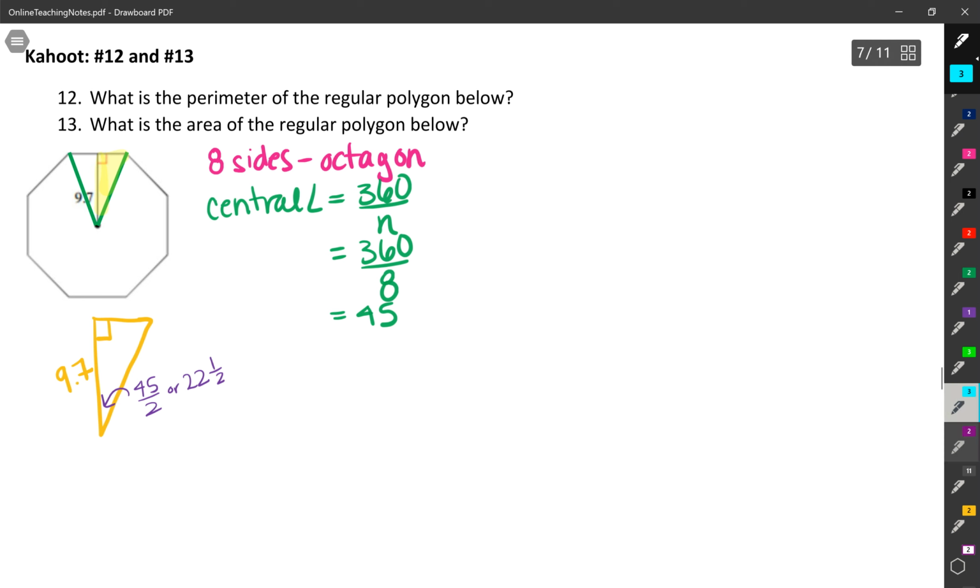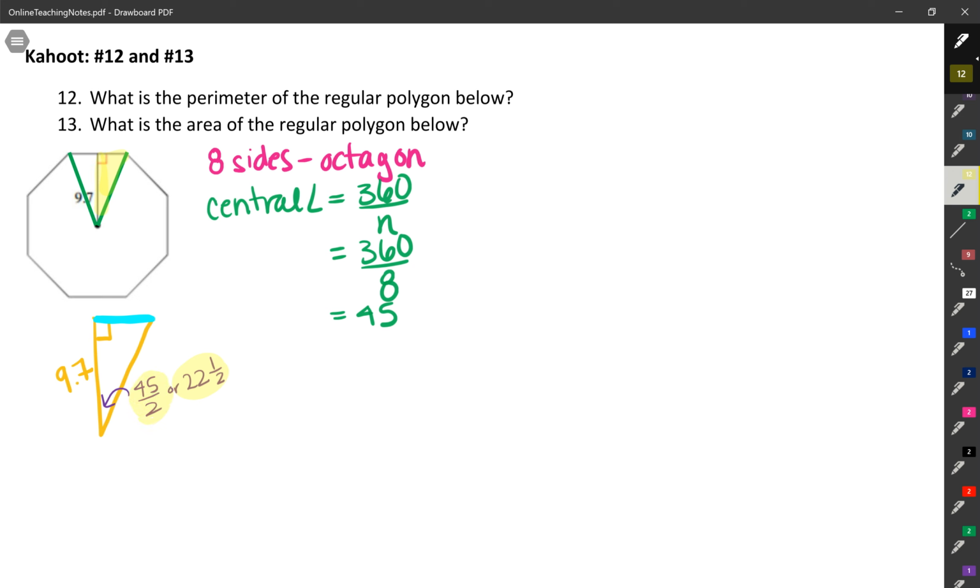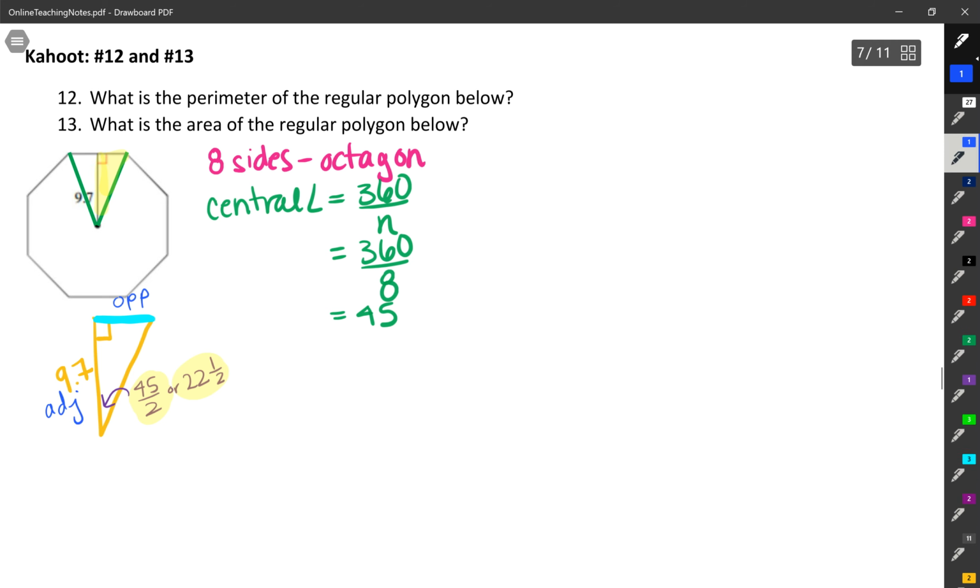I want to find this length here across the bottom, and I can do that using trigonometry. I'm going to use this 22.5 degree angle, or actually 45 over 2, because I like to not use mixed numbers in my calculations. Then this light blue side is the opposite, and the 9.7 is the adjacent. So we're going to use tangent. Let's call this one x also, so that the tangent of 45 over 2 is equal to x over 9.7.